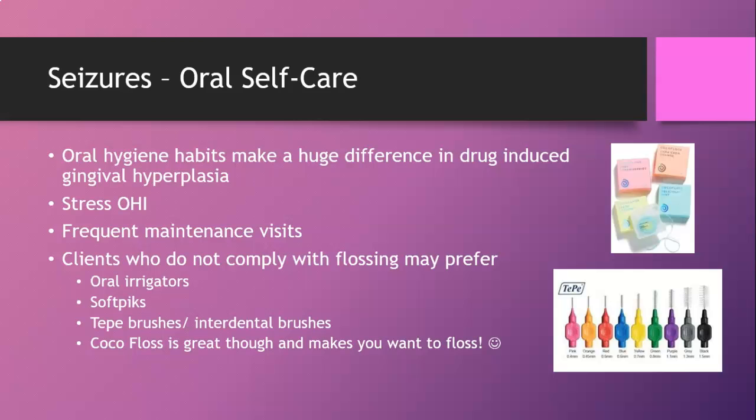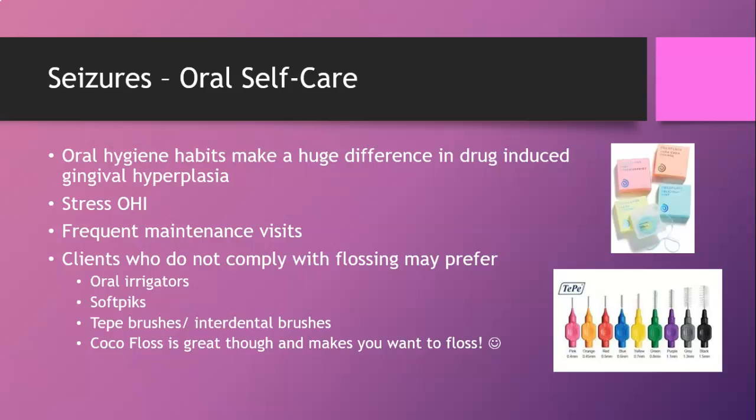So oral hygiene habits make a huge difference in drug-induced gingival hyperplasia, and it's really important that our patients know this. If they don't realize that they can actually affect the severity by taking really good care of their teeth, that's our responsibility to help them understand it. And so we want to stress good OHI, frequent maintenance visits, if necessary, depending on how well they're maintaining their oral health. And clients who do not comply with flossing may prefer a water pick, oral irrigator, soft picks, or Tepe brushes, or some kind of interdental brush.